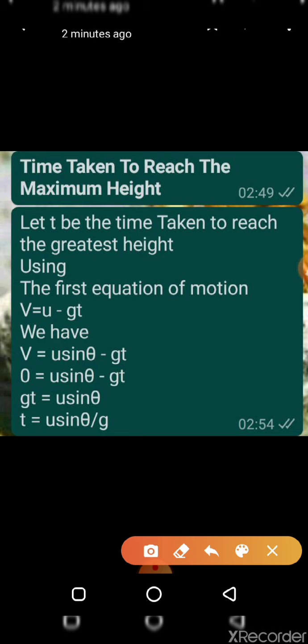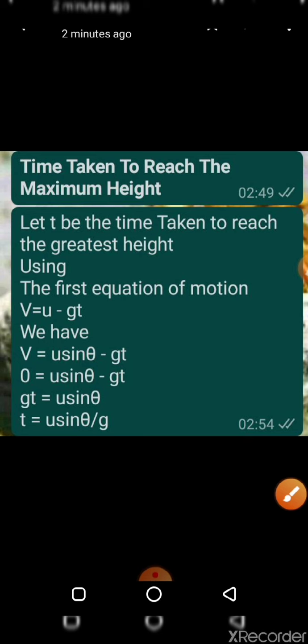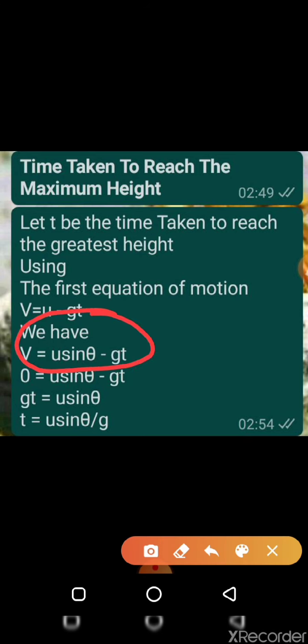So from the first equation of motion, we know that v equals u minus gt, where the acceleration due to gravity is negative. Now when we plug that into the equation, u is still the initial velocity, and the vertical component of the initial velocity is u sine theta. So plug that into the equation, you have v equals u sine theta minus gt.